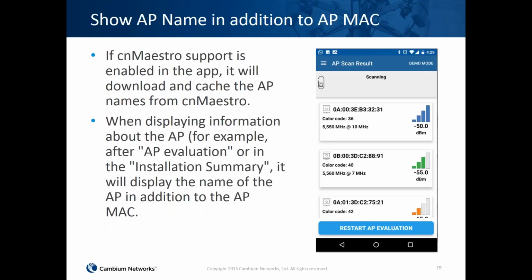When running an AP scan or an AP evaluation in CnArcher, you would typically see a result similar to what's shown in this screenshot here, which is showing the AP MAC, color code, frequency and channel bandwidth. So with this new feature, if you're using CnArcher with cnMaestro, CnArcher will automatically grab the device names of your PMP access points, and so the installer would be presented with the AP device name as well as the MAC address, just to provide a little more context.